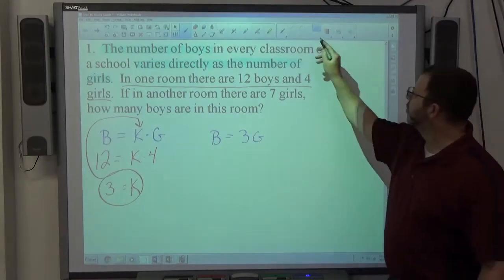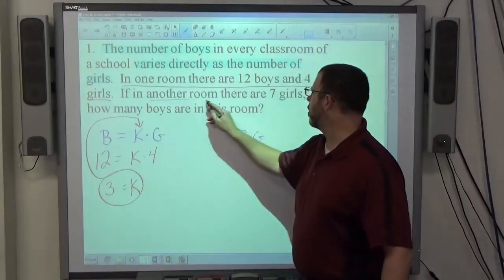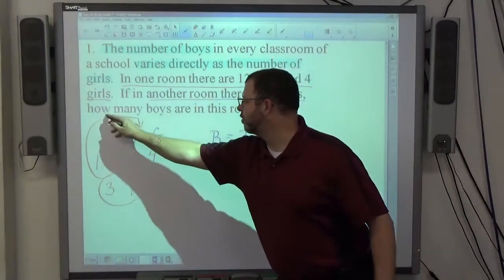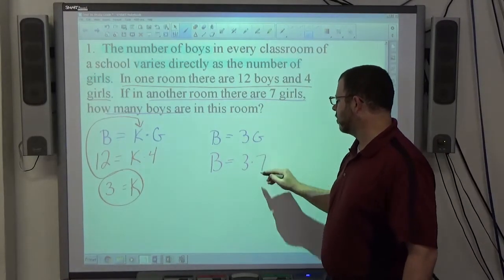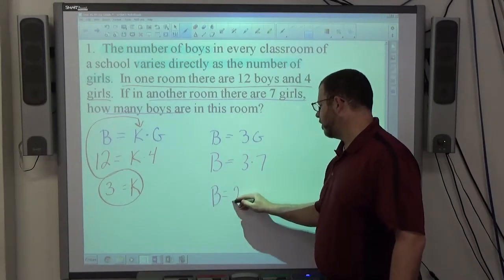And then we go to solve the problem. It says, in another room there are 7 girls, how many boys are there? So number of boys is unknown, there are 7 girls, 3 times 7 is 21 boys.